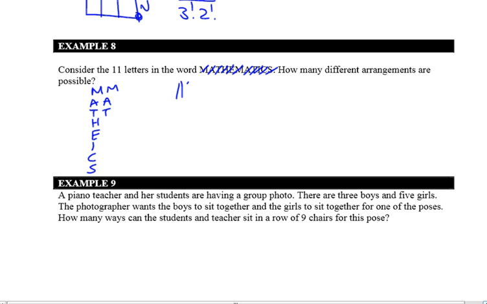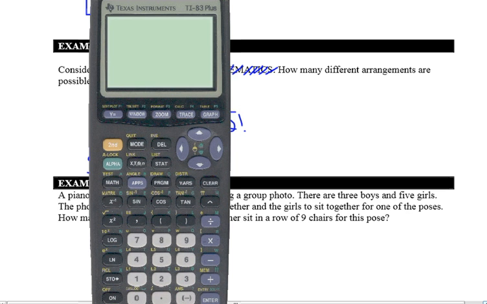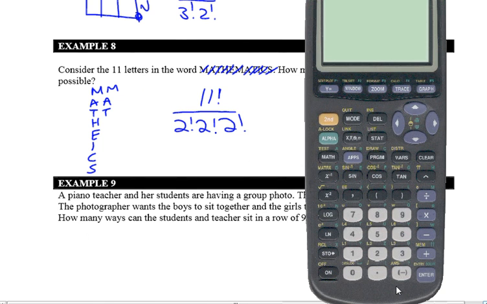letters. So we're going to have 11 factorial, 11 different letters, divided by my repeats. So what are my 2 factorial times 2 factorial times 2 factorial? The M's are repeated twice, the A's and the T's. Okay, in your calculator, what is 2 factorial? Just 2. So it might be a little less work not doing that symbol. 11 factorial, divided by, I put brackets, 2 times 2 times 2. And there we go.